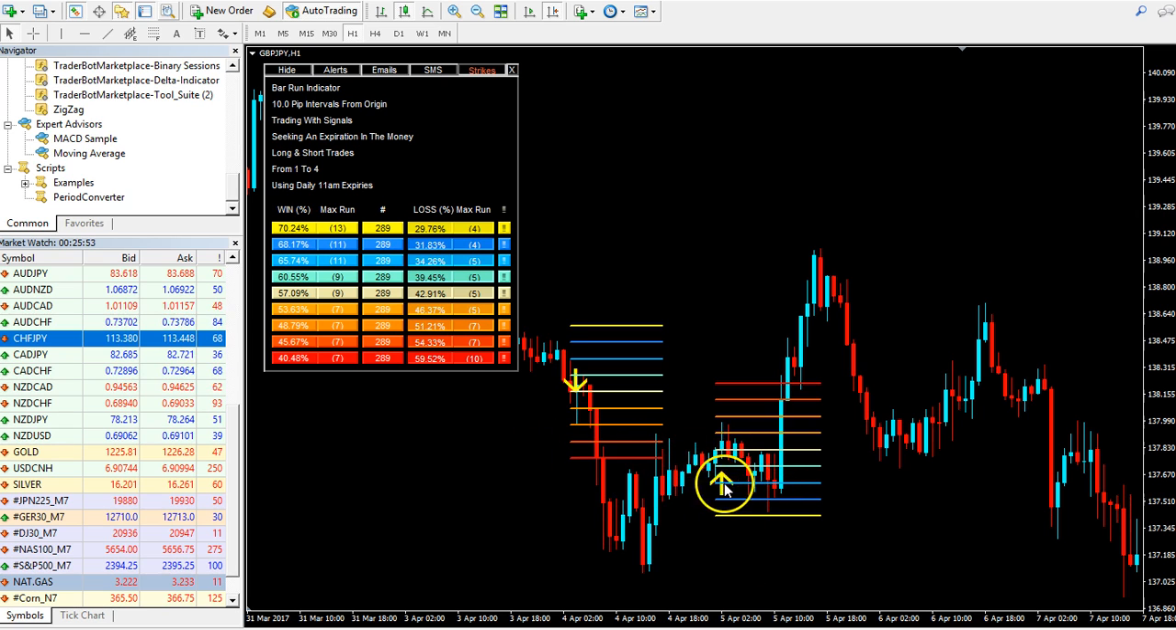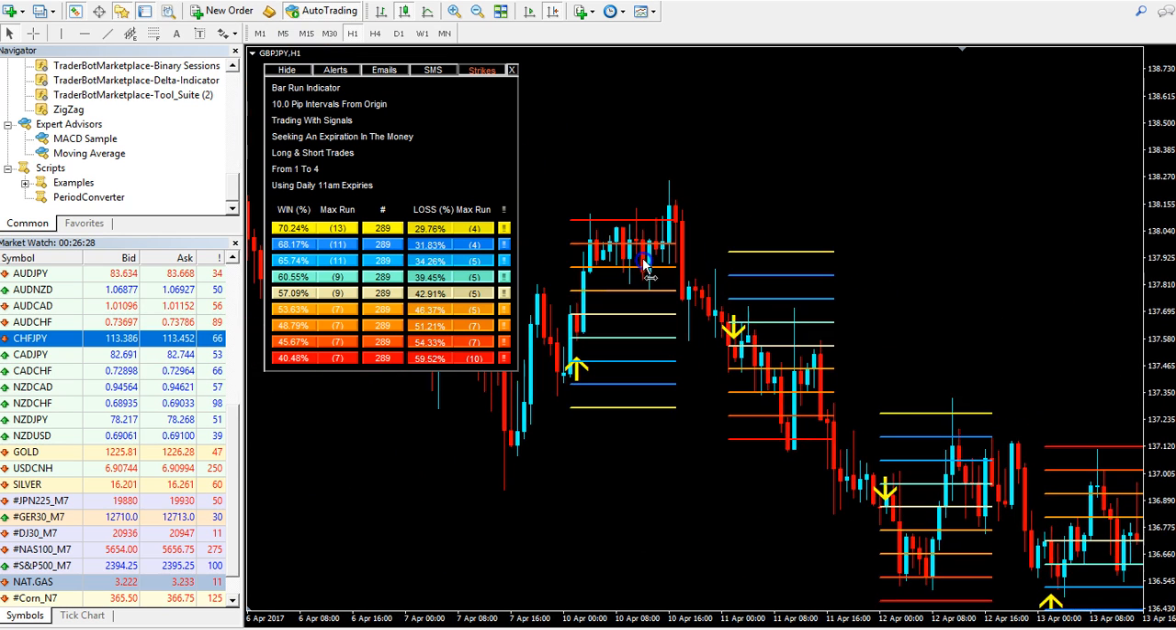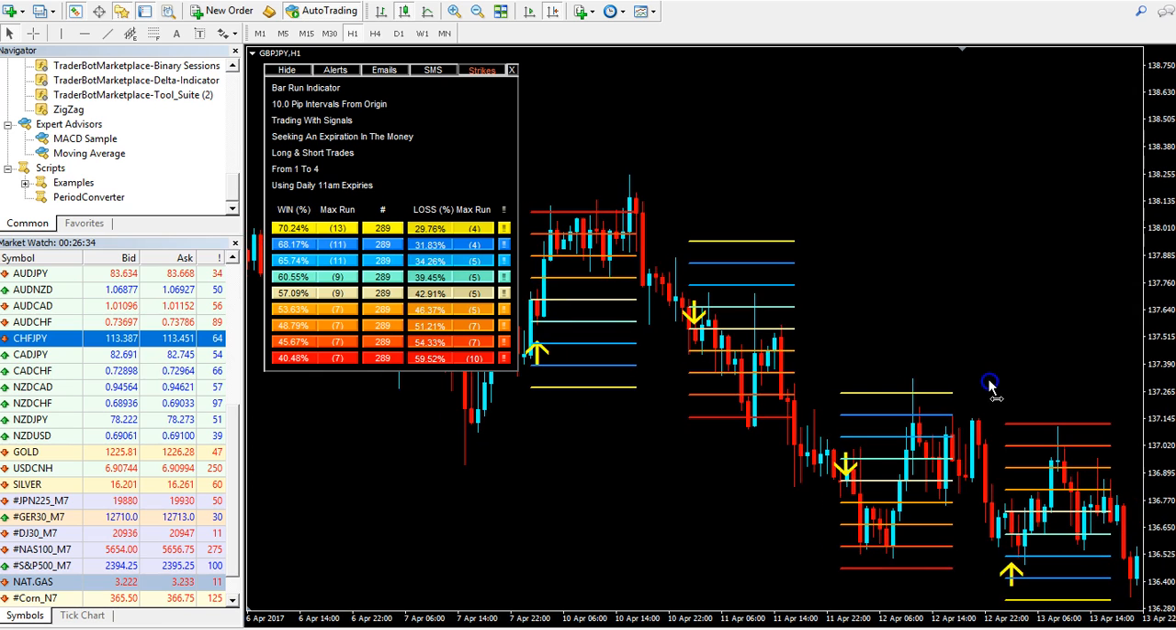What about signal number 2? Was this an OTM winner? Yes, price closed up here. So all 3 of these were an ATM, ITM, and OTM winner. Let's scroll to the next set of signals. Signal 1, 2, 3, and 4. There we go. Was this an ATM, an ITM, and an OTM winner?